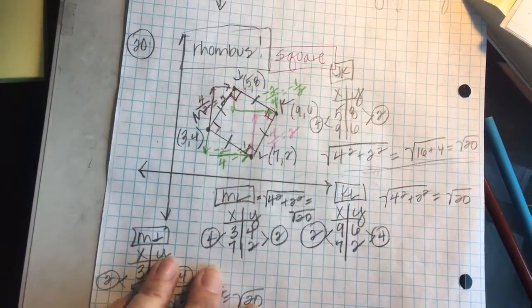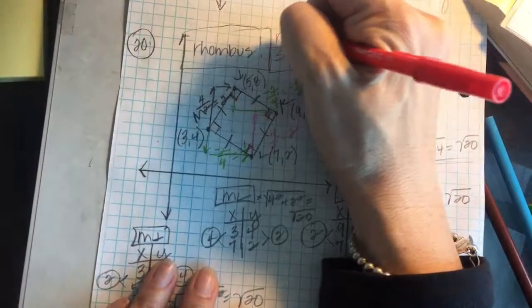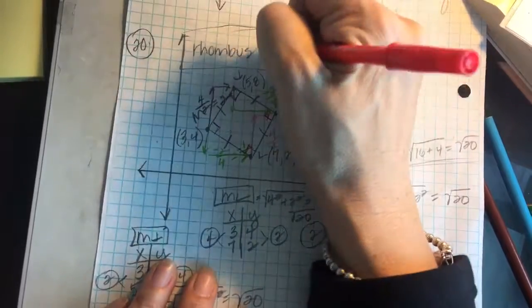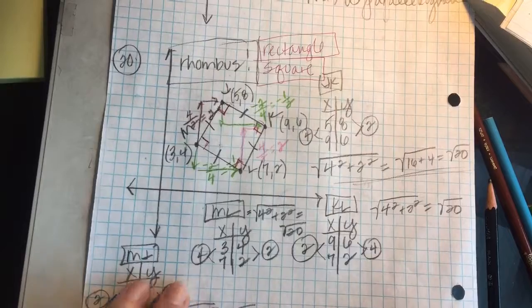And actually, what was my last question? Is it also a rectangle? It certainly is, because it fits the definition of rectangle as well, that opposite sides are congruent. And we have 4 90-degree angles.